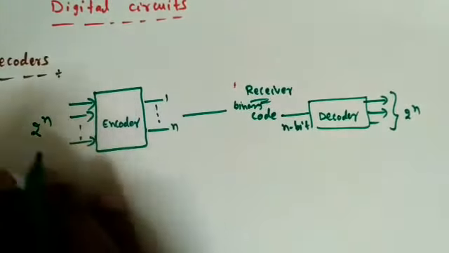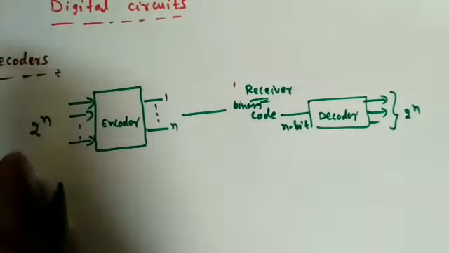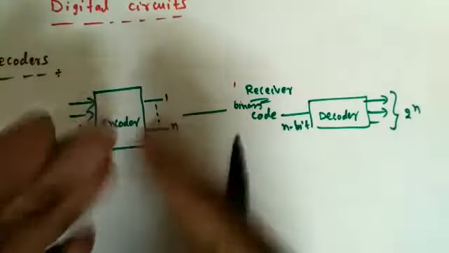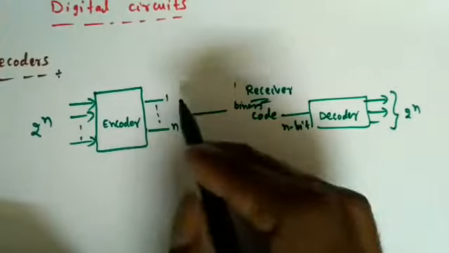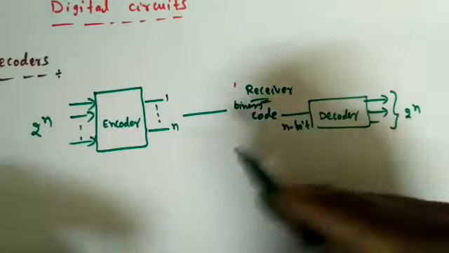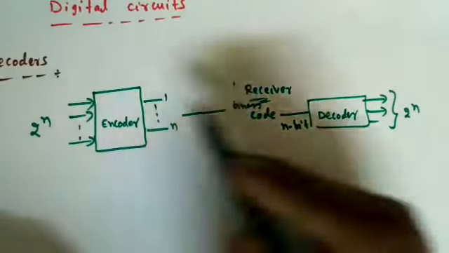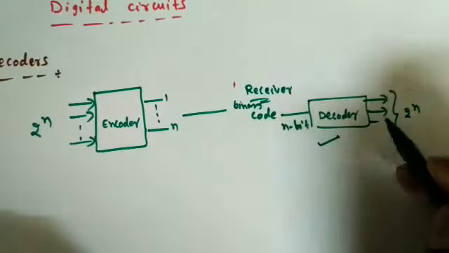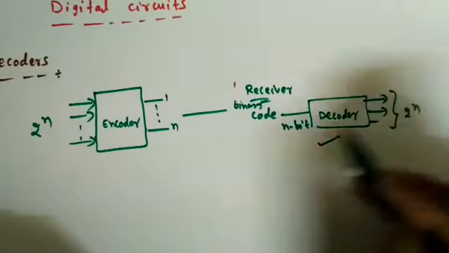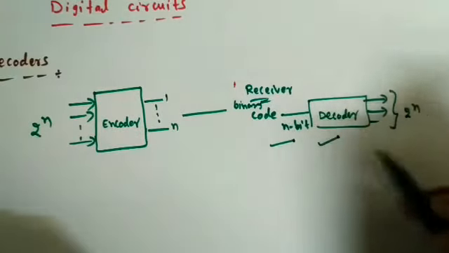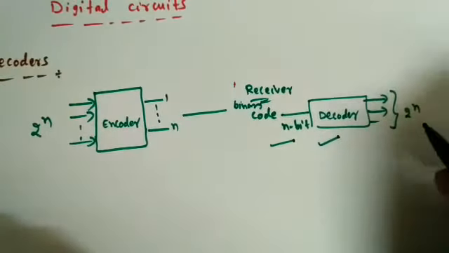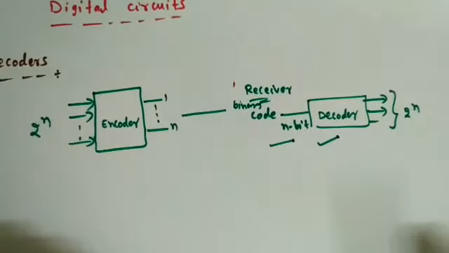The encoder takes so many data lines as input and converts them into a simple n-bit binary code. Then at the receiver side, we have to get back our information. That's why we use the decoder, to get back the correct data. So this is n-bit data, and we get 2 power n data lines. That is some introduction.